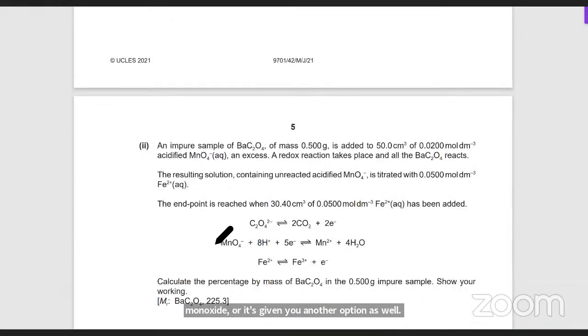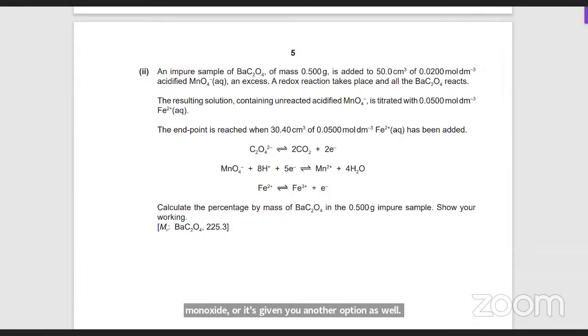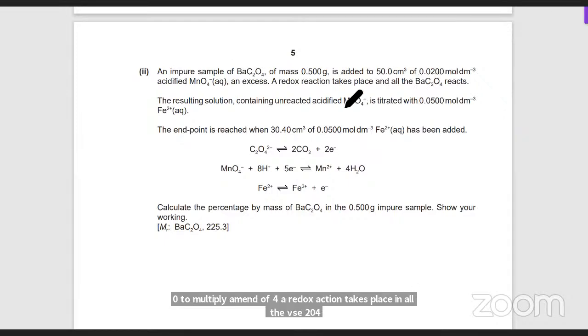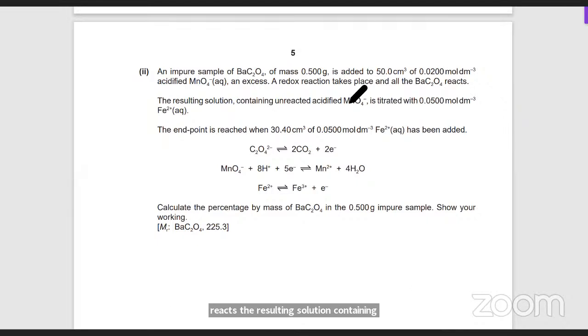Next part. So the next part is that there's an impure sample of BaC2O4 of mass 0.5 grams added to 50 cm3 of 0.02 mole per dm cube MnO4. A redox reaction takes place and all the BaC2O4 reacts. The resulting solution containing unreacted acidified MnO4 is titrated with Fe2+. The endpoint is reached. Calculate the percentage by mass of.